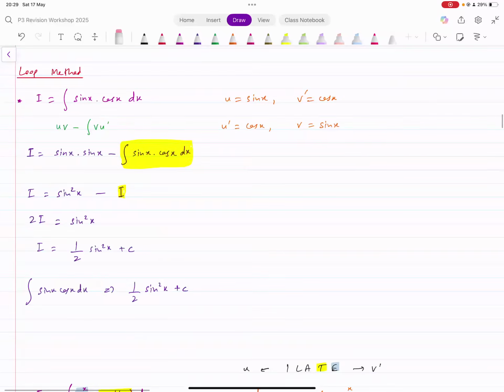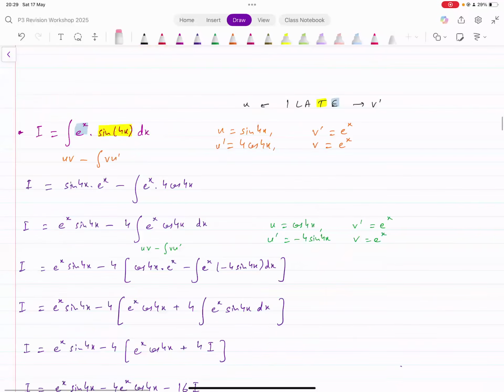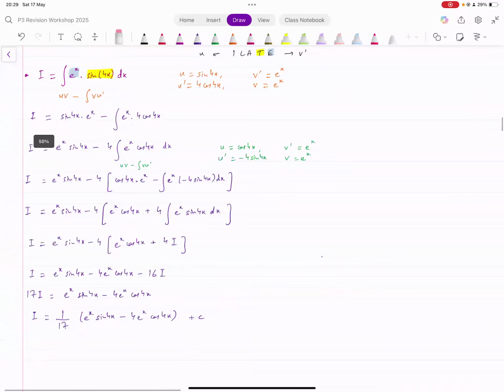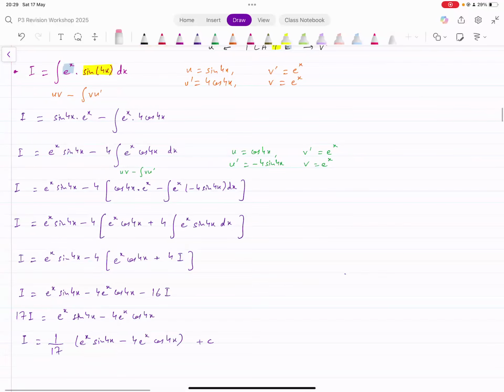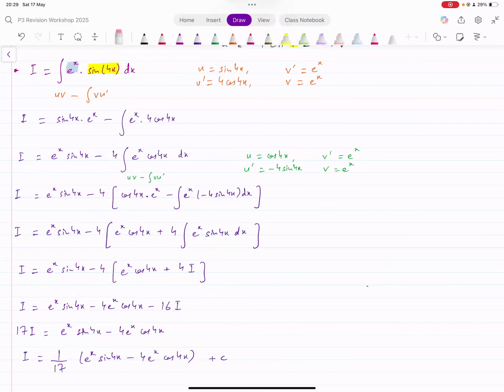I'll show you a more complicated example of this. You can have a look at this, try to understand what's going on, and then I'll explain that. Just 1 minute. I'll be back in a minute.